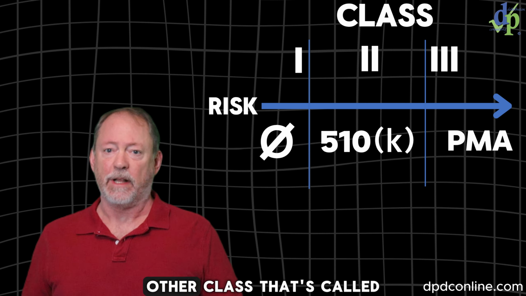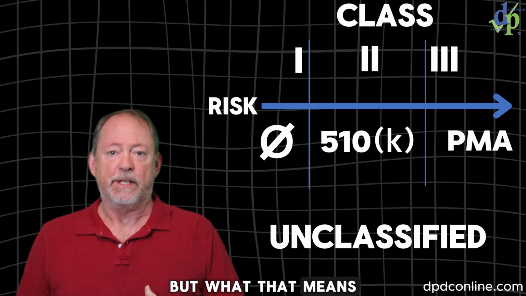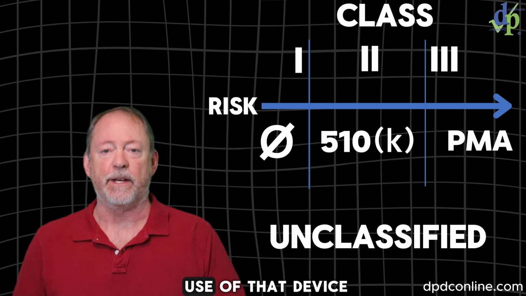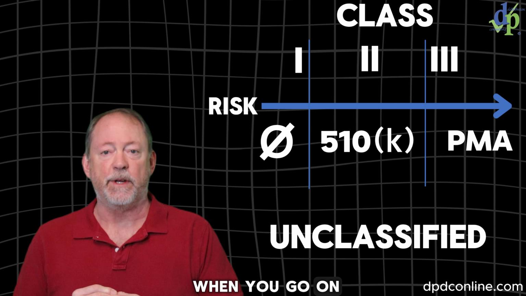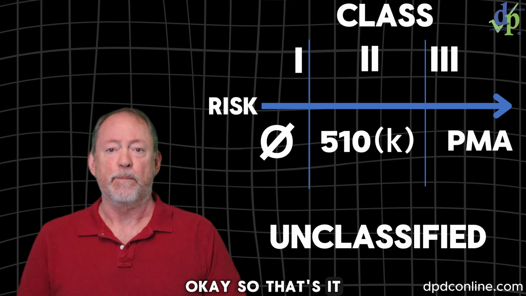And there's also one other class, it's called unclassified. They don't tell you that one, but what that means is the class of the device depends on the intended use of that device. They will tell you when you go on the FDA's database which devices have which class, okay? So that's it for medical device classes.